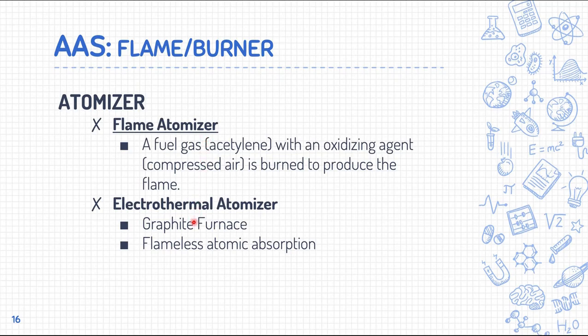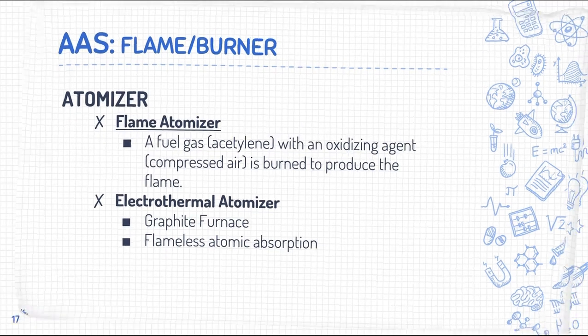So that's what happens between your flame atomizer and your electrothermal atomizer. The only difference is that in your flame atomizer there is a flame, while in your electrothermal atomizer there is no flame because you are using your graphite furnace. Again, your graphite cylinder holds your sample, and then the temperature will be increased, thereby evaporating the sample, forming now your atoms. I hope we are clear. So that is for your atomizer.